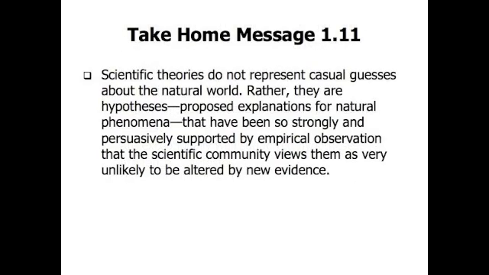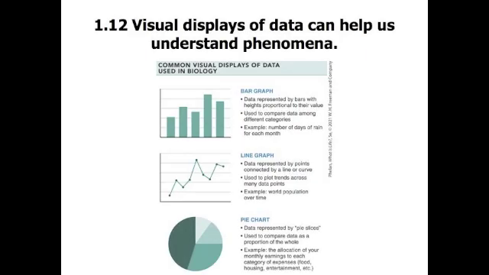So our take-home message is that scientific theories do not represent casual guesses about the natural world. Rather, they are hypotheses, proposed explanations for natural phenomena that have been so strongly and persuasively supported by empirical observation that the scientific community views them as very unlikely to be altered by new evidence. Moving on, let's look at the data.